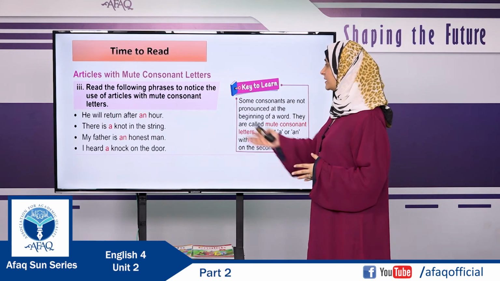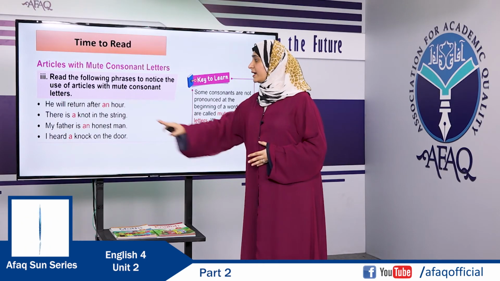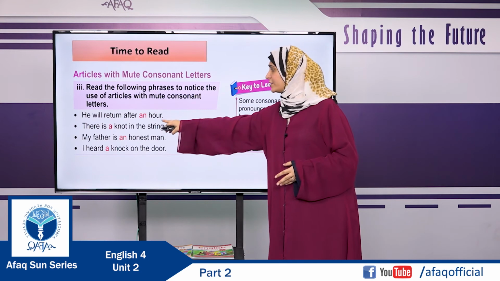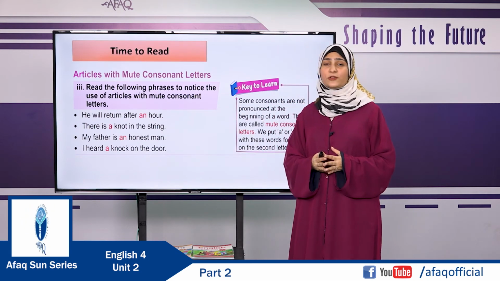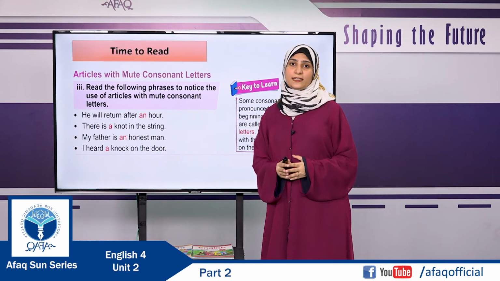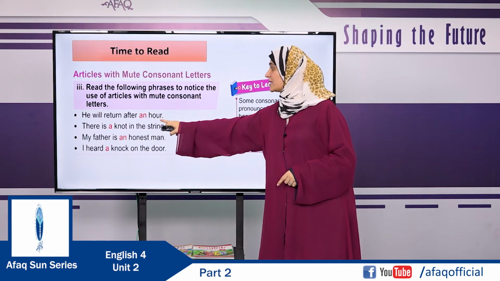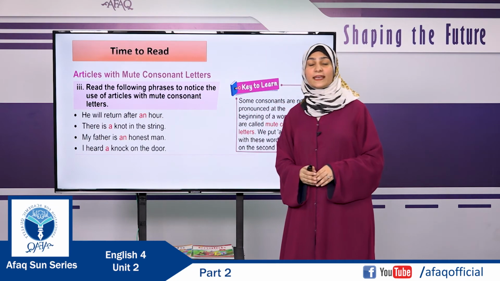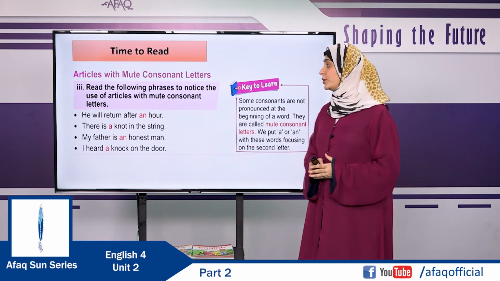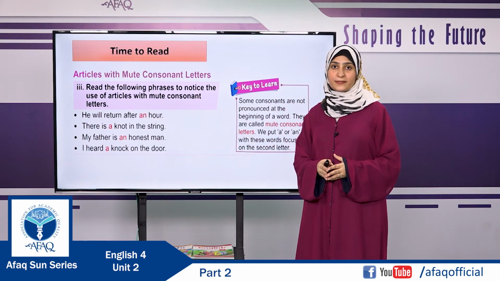Let's read about these words in the following sentences. He will return after an hour. Now, we all know that H is a consonant and we do not use an for a consonant, but we are focusing on the sound of the second letter, that is O. That is making a vowel sound. So, considering the sound of the second letter, we are using the article an for this word.